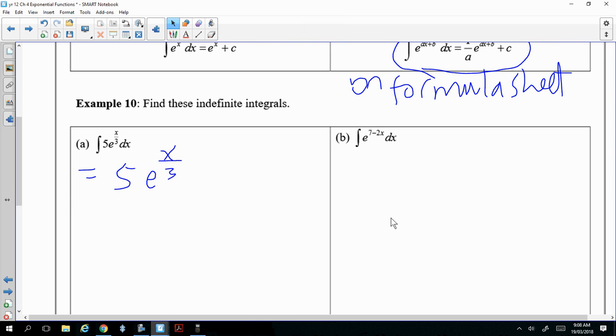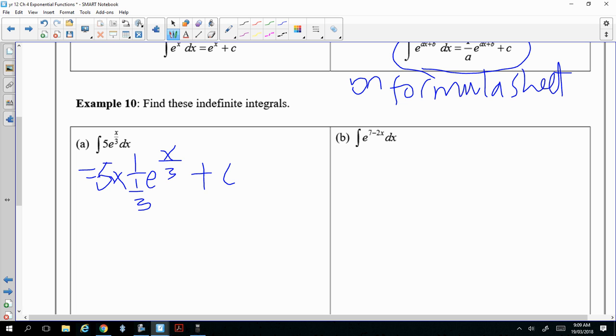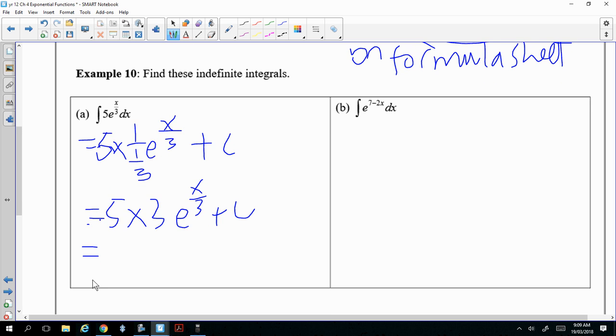So using this rule, you have to ignore the 5 and then times by 1 over 1/3 plus c, like that. And when you do 1 over 1/3, you get 3 e to the power x over 3 plus c. And then you get 5 times 3 is 15. Right, we get that. And do the same thing for the next one.